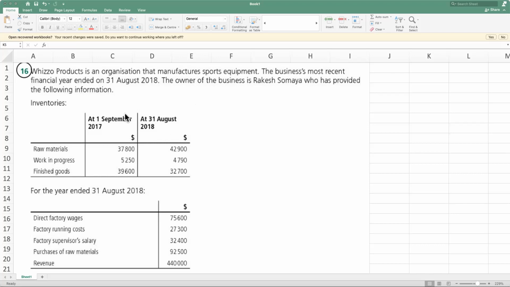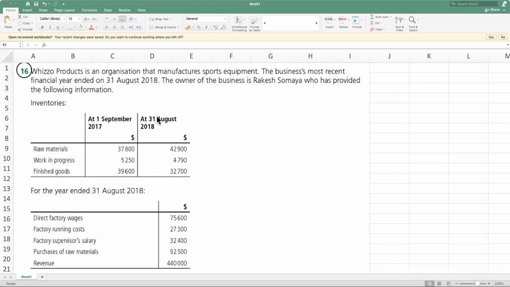So these are your inventories. As you can see, this business is not a new business. It has an opening inventory and a closing inventory for all your raw materials, work in progress, finished goods. If you are to prepare a manufacturing account, just remember finished goods should not be inside. Finished goods only appear in your trading part of your income statement. Manufacturing account requires your raw materials as well as your work in progress.